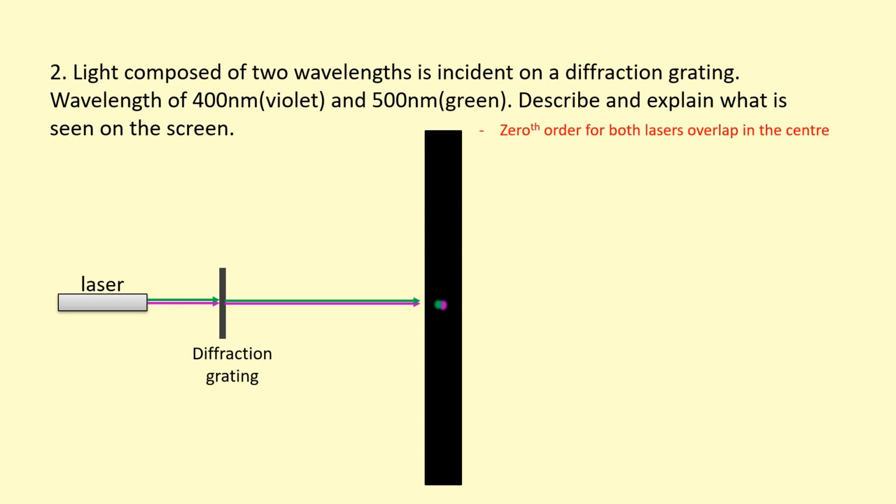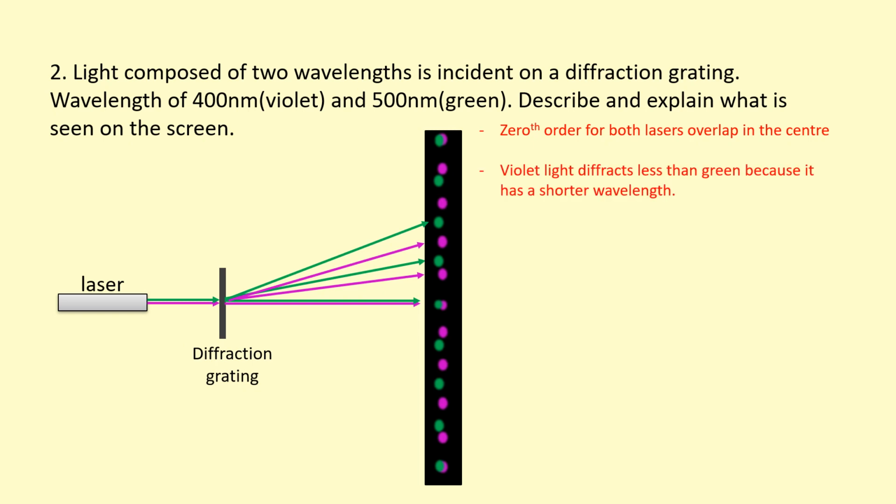However, for the different orders, the different wavelengths will diffract by different amounts. As you can see, violet diffracts less than green because it has a shorter wavelength. So how do we know this? We just take a particular order, let's say the first order. We know that violet has a shorter wavelength, and d is fixed because we're using the same diffraction grating, so the distance between the slits is the same. So sine theta will be smaller for the violet light, and therefore we'll have a smaller theta as well, so it'll be closer to the center. So you'll see more violet orders in this case because they're closer together.